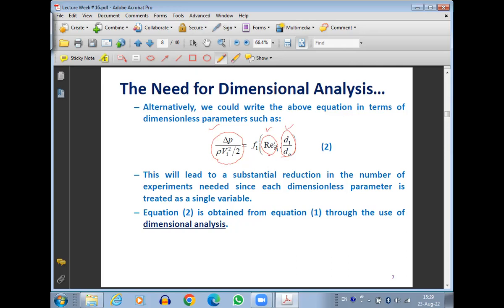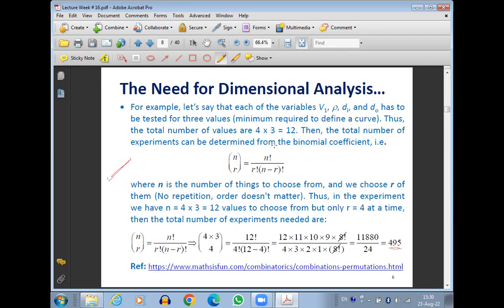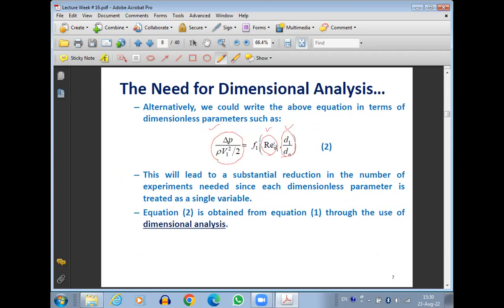Previously we had delta P, which was dependent on 4 parameters: velocity, density, and 2 diameters. If you apply the binomial expansion, you're going to find that the number of experiments would be significantly reduced. This leads to a substantial reduction in the number of experiments needed since each dimensionless parameter is treated as a single variable.